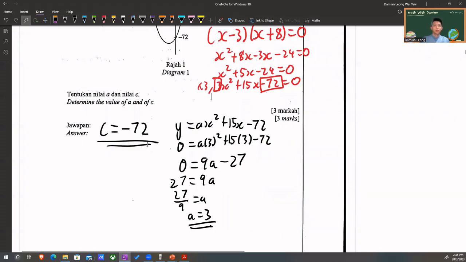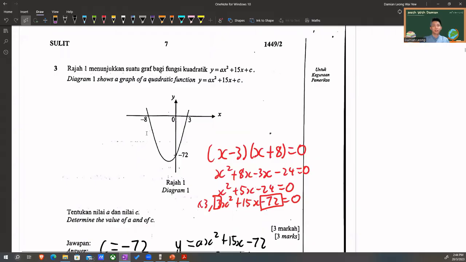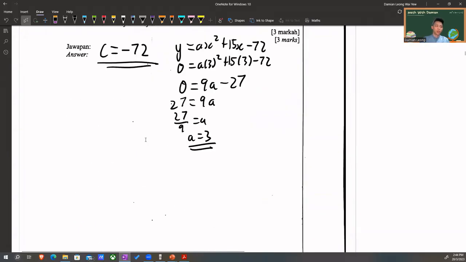Okay, so I would say the better way is to use this. And also you can sub in -8, 0 as well. Y is 0, x is -8. It will give you the same value of A. Okay.